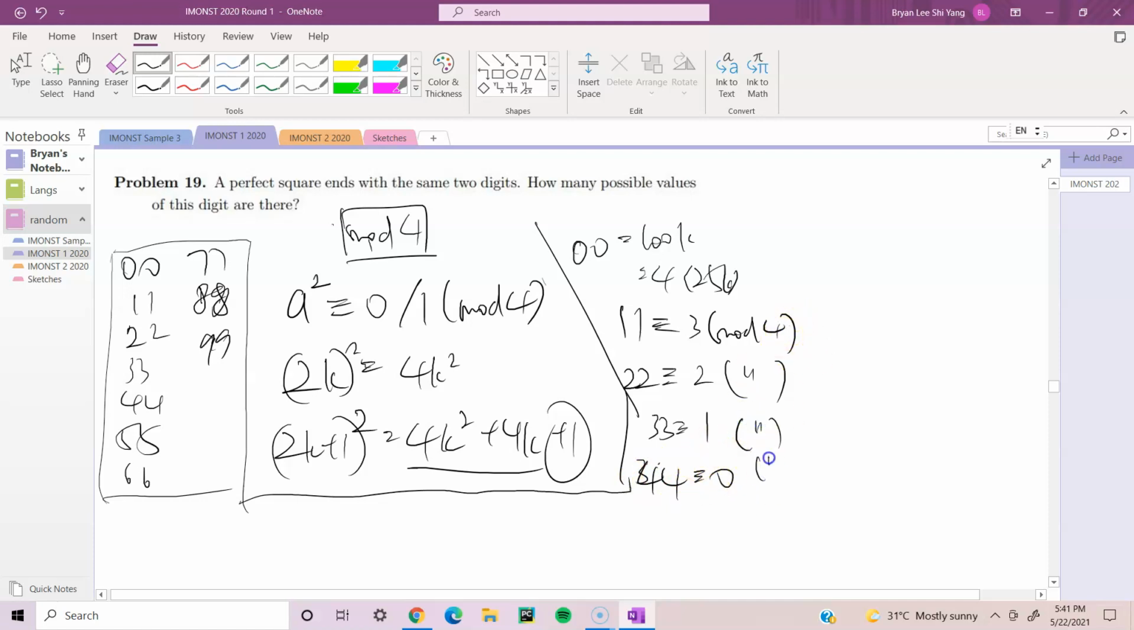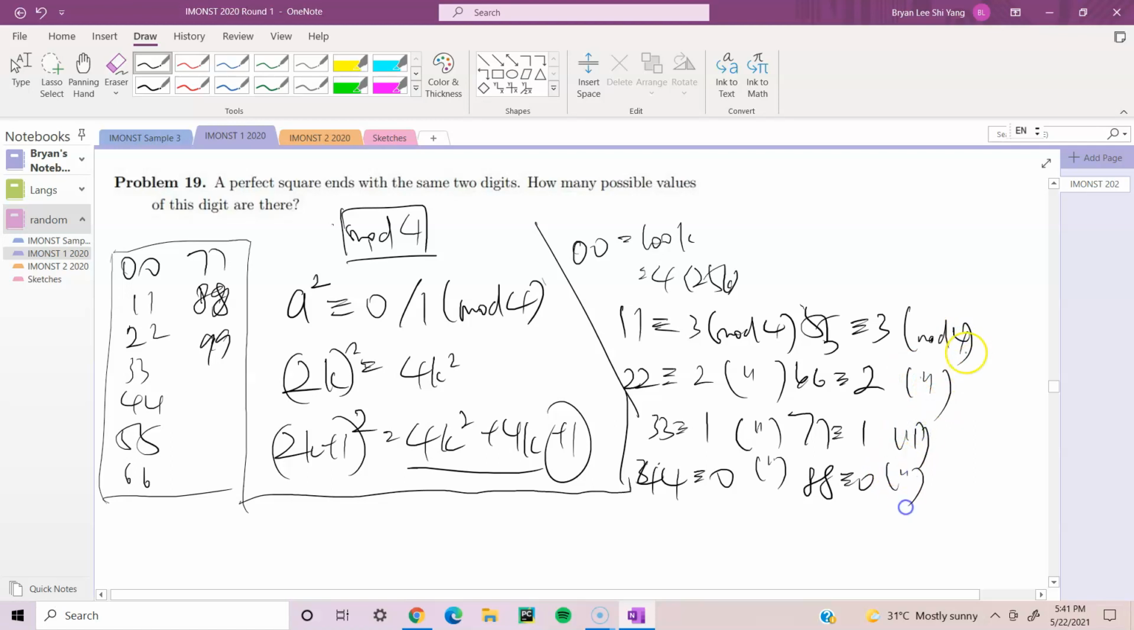Okay, so mod 4. 55 would be congruent to 3 mod 4, and then 66 congruent to 2, 77 congruent to 1, 88 congruent to 0, mod 4 again. Then, okay, and then 99 would be congruent again to 3 mod 4.